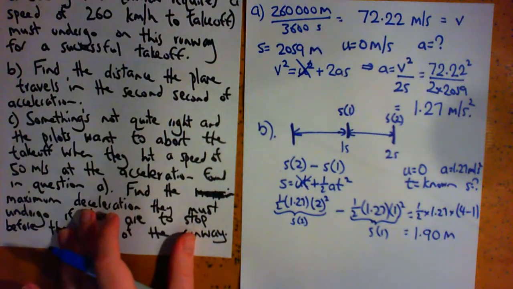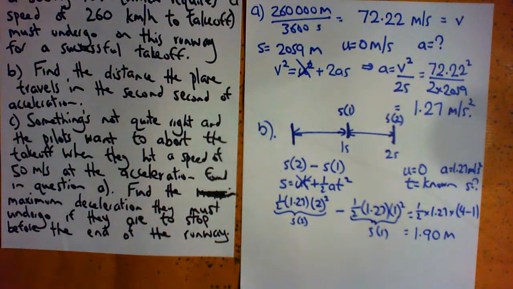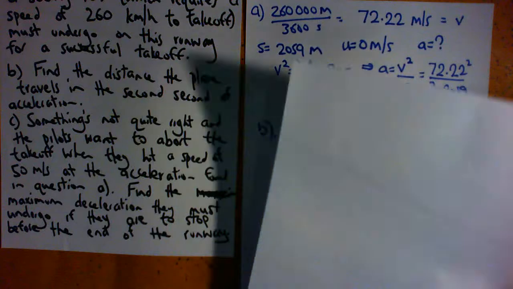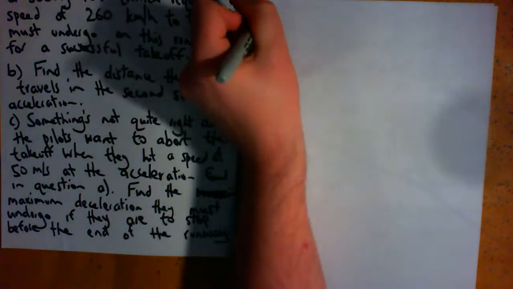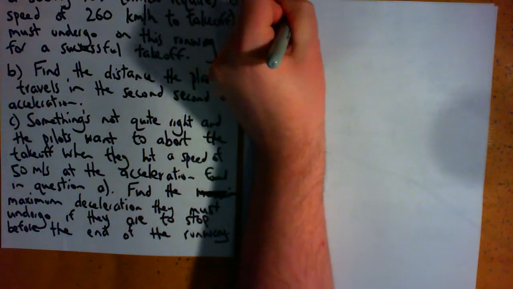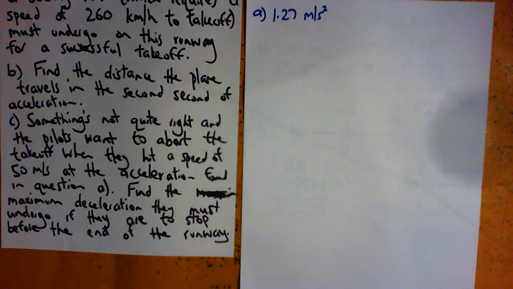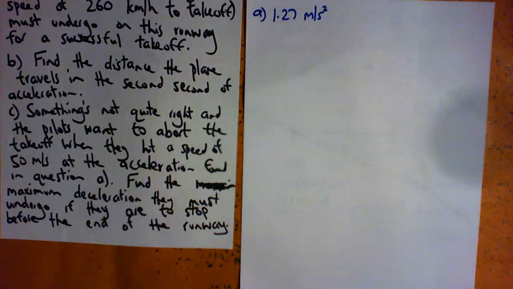Okay, so now we're ready for part C. Something's not right and the pilots want to abort the takeoff when they hit a speed of 50 metres per second at the acceleration found in question A, which we found to be 1.27 metres per second squared. Find the maximum deceleration they must undergo if they are to stop before the end of the runway.